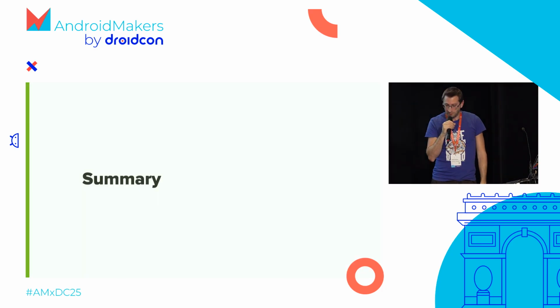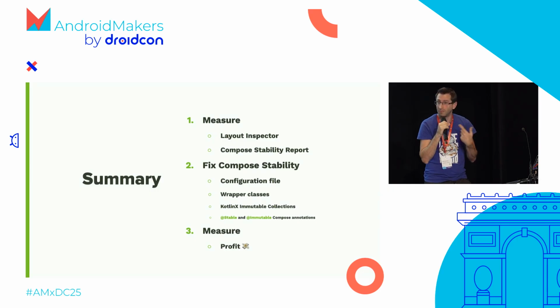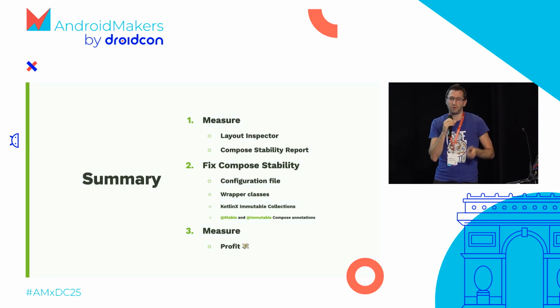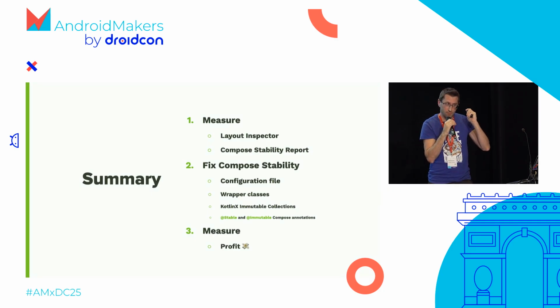So let's wrap up. In summary, if you fell asleep through the whole presentation, basically these are the only 3 steps that you have to remember. Measure before actually doing anything, seeing the layout inspector, see the Compose stability reports, whatever is the way that you want to analyze those reports, and then try to fix stability using one of the tools. I think the configuration file is the best one in our case, but maybe your mileage can vary. So you have several tools at your disposal, and then measure again to gain profits.